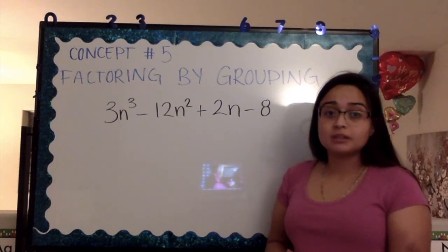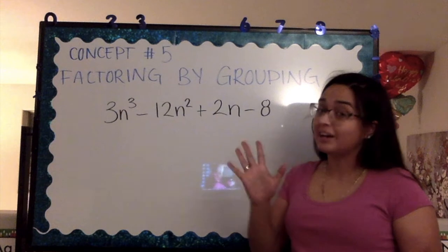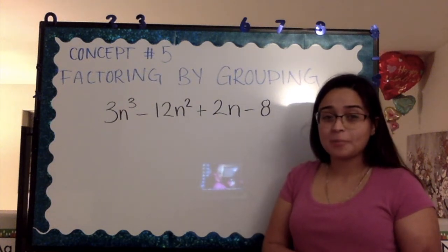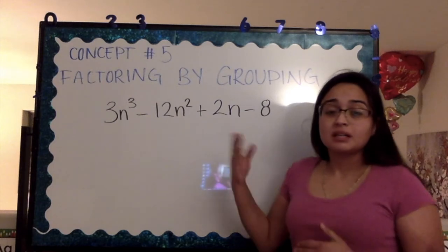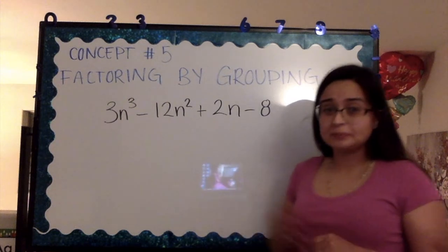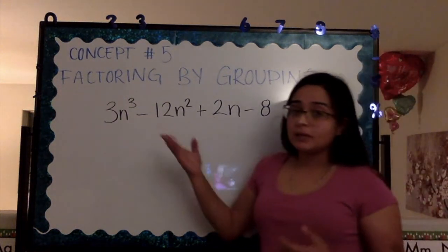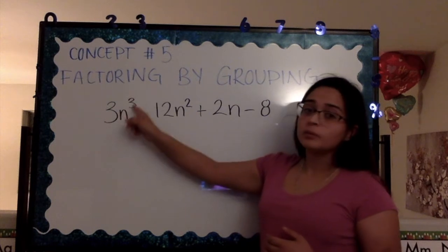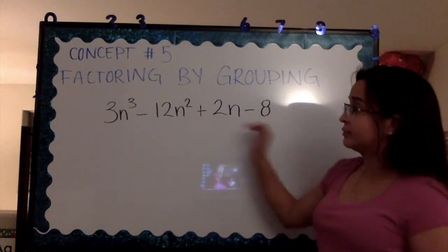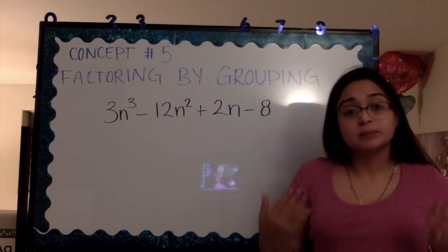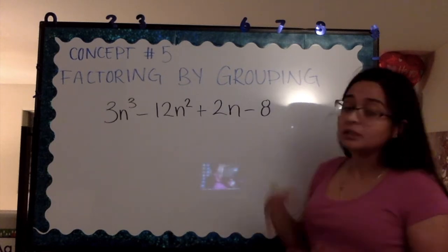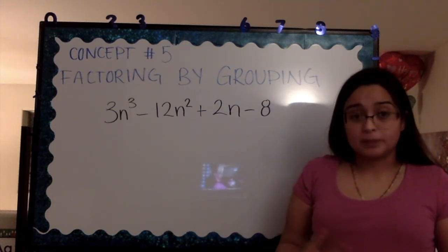Today we're moving on to concept number 5, which is factoring by grouping. Now, here we have a cubic polynomial, cubic because we have one of our monomials cubed, and there's several. What we're going to be doing is factoring this polynomial by grouping.